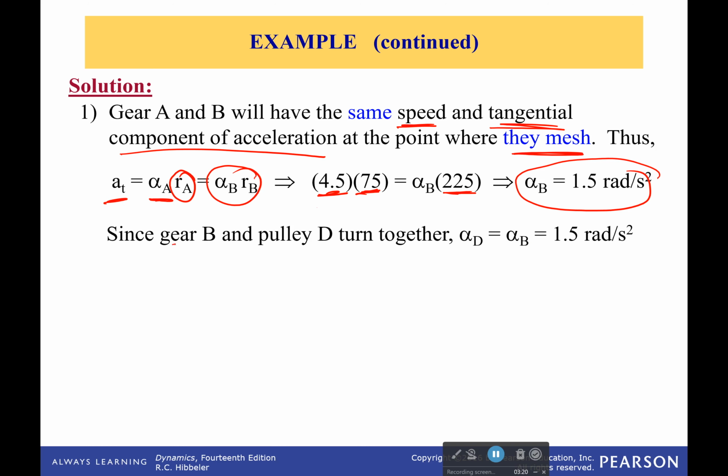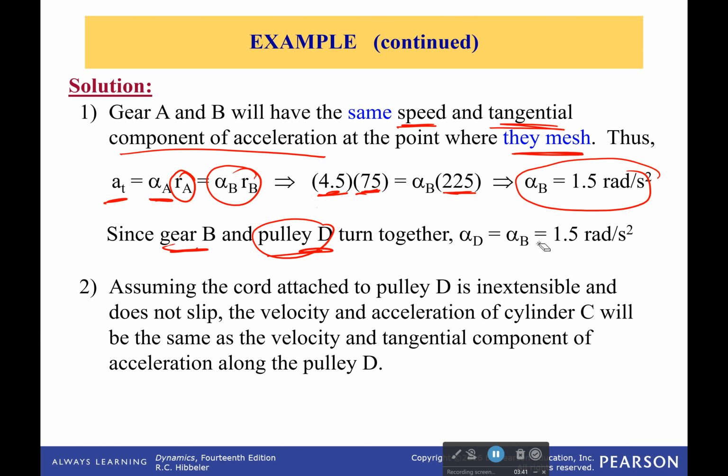Now, gear B and pulley D turn together. If they turn together, they have the same angular acceleration because they're locked in step. I mean, pulley D, you could say it's just simply a point on gear B. That is a terrible gear, but you could say it's just like a point on gear B. Now, this is also all constant. And then here we have some assumptions.